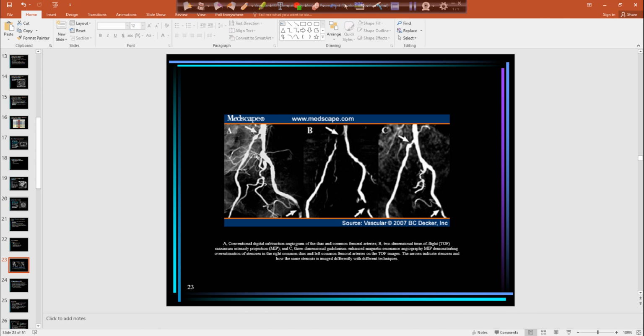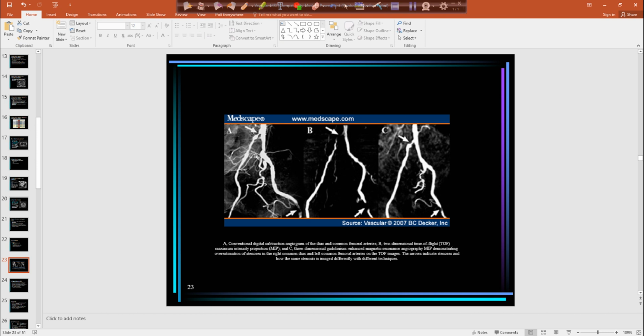B here we have a time of flight. And then after the time of flight, they did zoom around the area. Where do you think we're imaging right here? Where do we get this divide in the artery? The iliac. Yeah. So we get the abdominal aorta that divides into the iliac arteries.